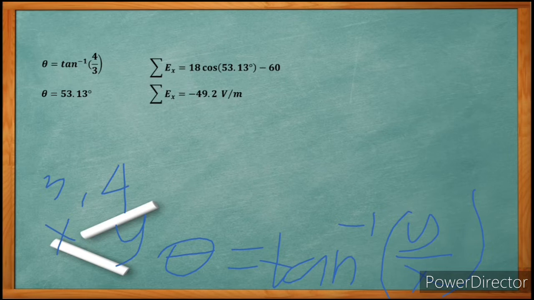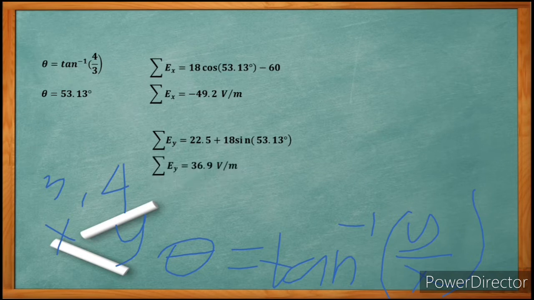And for the y component, we have here the summation of y component is equal to 22.5, which is the value of our electric intensity 2, plus 18 sine 53.13 degrees, sine because we are now in the y component. So for the y component, we have 36.9 volt per meter.